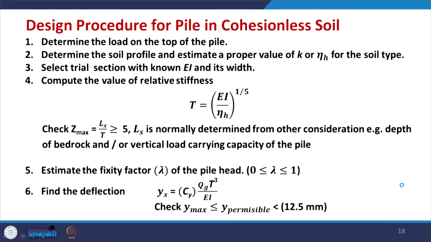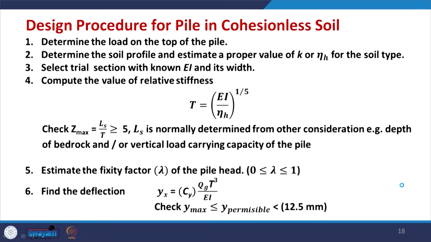So what are the steps here? First step is to determine the load on the top of the pile. Second step, determine the soil profile and estimate a proper value of K or eta H for the soil type. K value is required for clay and eta H is required for sand. Or we can say K is the value when you assume that the modulus of subgrade reaction is constant with depth, and eta H is the value which is required when you assume it is linearly varying with depth.